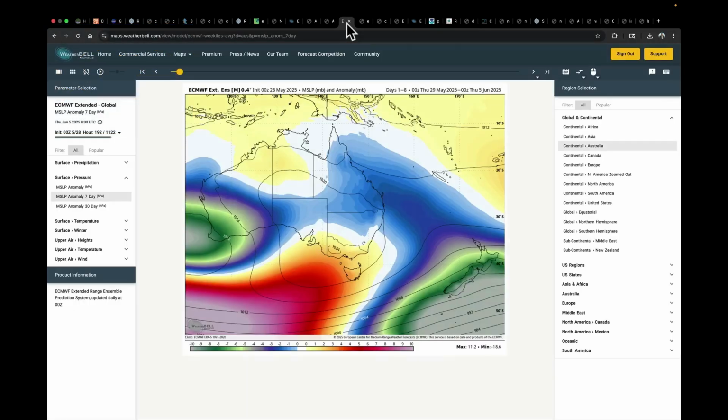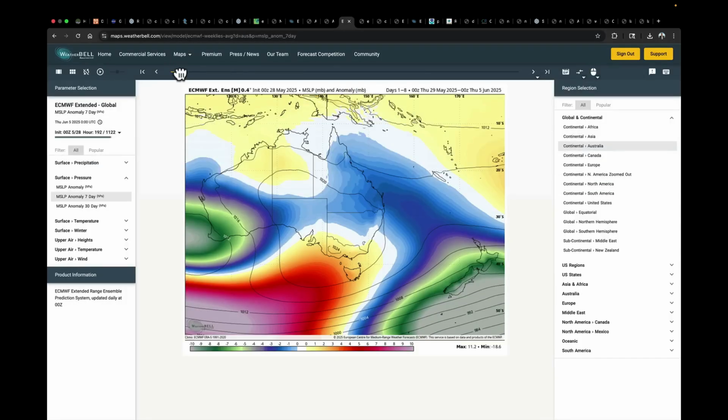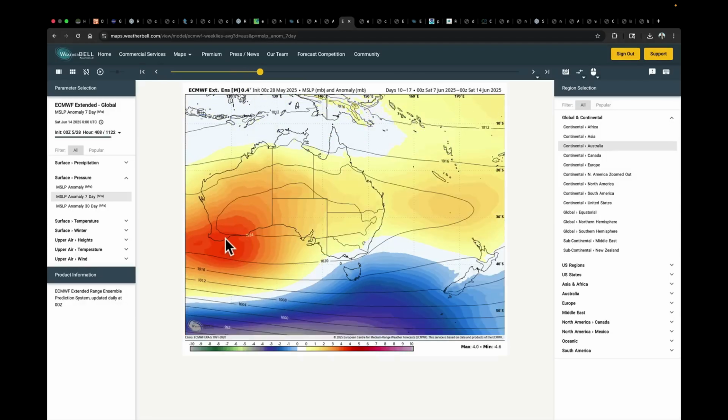We're going to stretch this out with the European extended. And this is a 1 week sliding window of pressure anomalies. So you know that one. That's the one I just told you that's coming through in the first week of June. And then behind it, there's the high. That's what makes Western Australia drier afterward and brings in some cooler conditions.